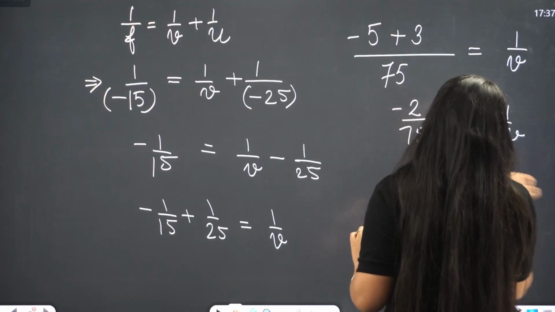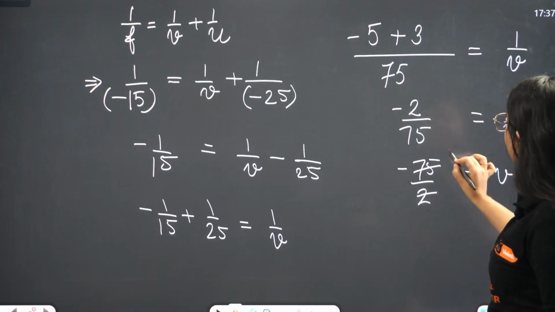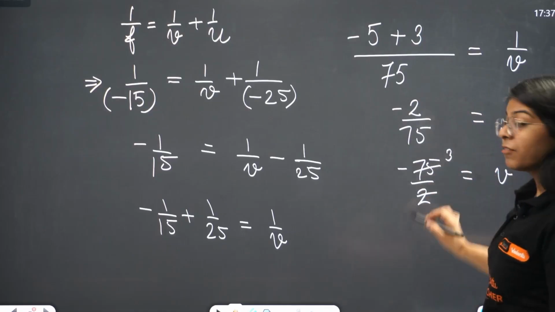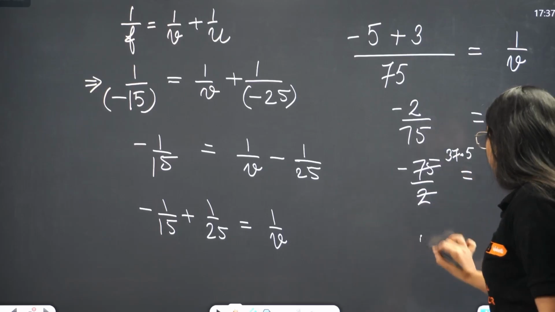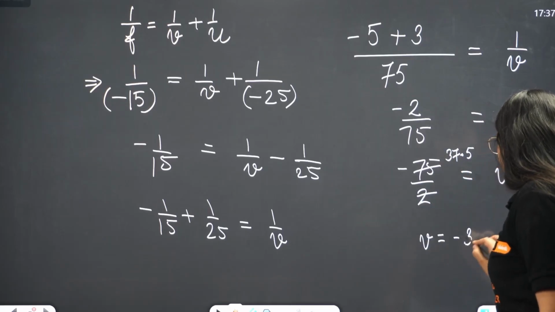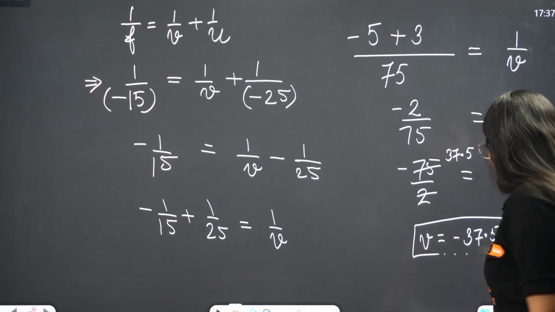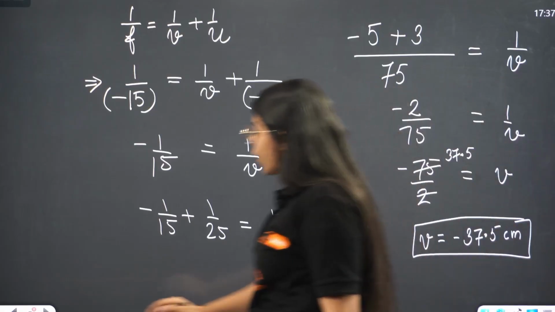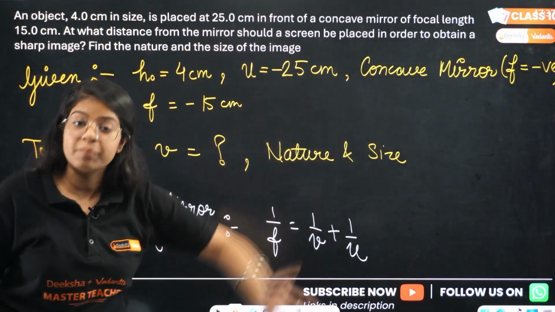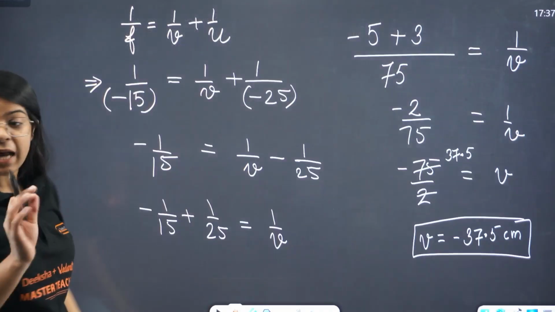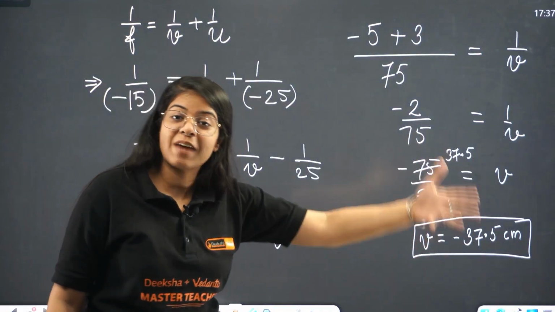So V comes out to be minus 75 divided by 2, and if you cut it, 2 3s are 6, 15 is left, and 7s are 14.5. So V comes out to be minus 37.5 centimeters. Make sure that you are seeing correctly whether U is given in centimeters or meters, okay, and then write accordingly. So our final answer is minus 37.5 centimeter.